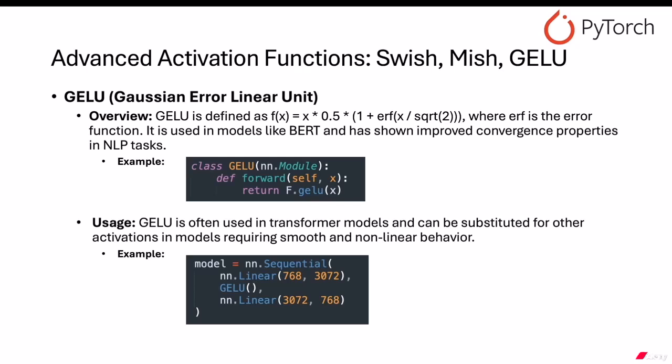Class GELU(nn.Module), and the forward takes self and x and returns F.gelu of x. GELU is often used in transformer models and can be substituted for other activations in models requiring smooth and non-linear behavior. So here, a model nn.Sequential where nn.Linear has some parameters, then pass the GELU function, and then nn.Linear with some other values, which are reversed: 3072, 768.